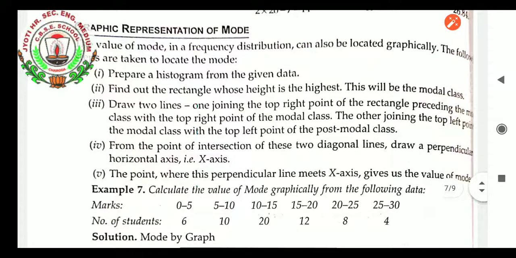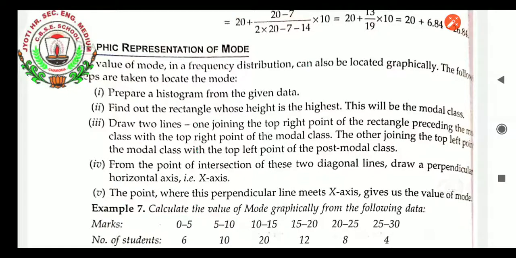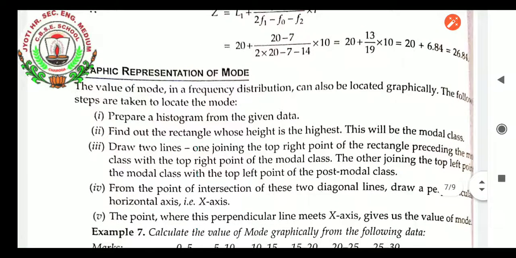Graphic presentation of mode is not needed for your learning, but still I will tell the steps. The value of mode in a frequency distribution can also be located graphically. The following steps are taken to locate the mode. Prepare a histogram from the given data. Find out the rectangle whose height is the highest. Definitely the top will be the mode. This will be the model class.